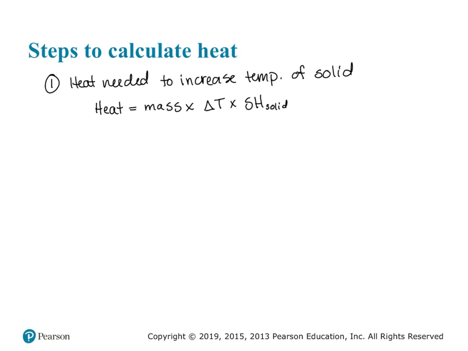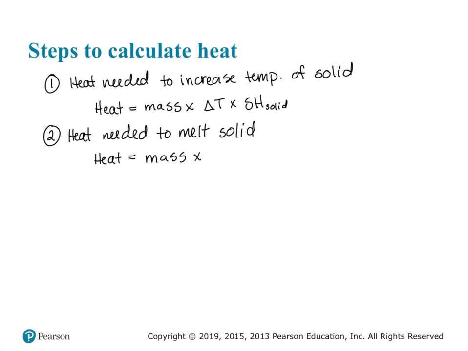Okay, so then all we would have to do is plug in the mass of the ice that we have, the change in the temperature, and its specific heat value, which we would look up in a table. Now, what if we then wanted to calculate how much heat is needed to melt the ice? And I'll just write solid here because this could also apply to other substances other than water. So then we would use this equation, which we also saw in the last video, where we multiply the mass by the heat of fusion.